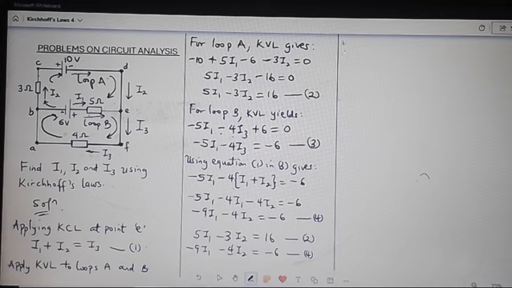Okay, so multiply equation 2 by 4. I'll use short form. This is short form for equation. So multiply equation 2 by 4, and equation 4 by 3.